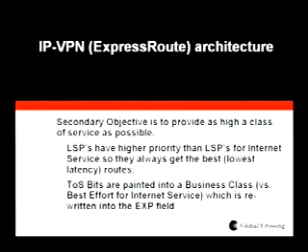A secondary objective is to provide as high a class of service as possible. So there's a couple of things we do here. The LSPs themselves that start at the private routers have a higher priority than LSPs for the internet service, so they always get the best path through the network. And also we paint all the TOS bits into a business class, which is then rewritten into the EXP field as it goes across the core. So all of our VPN customers have preferential treatment in the queues versus the internet customers.